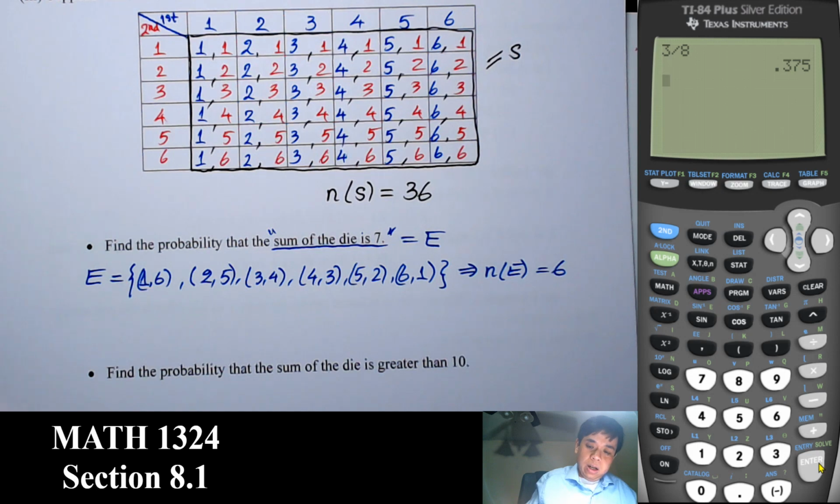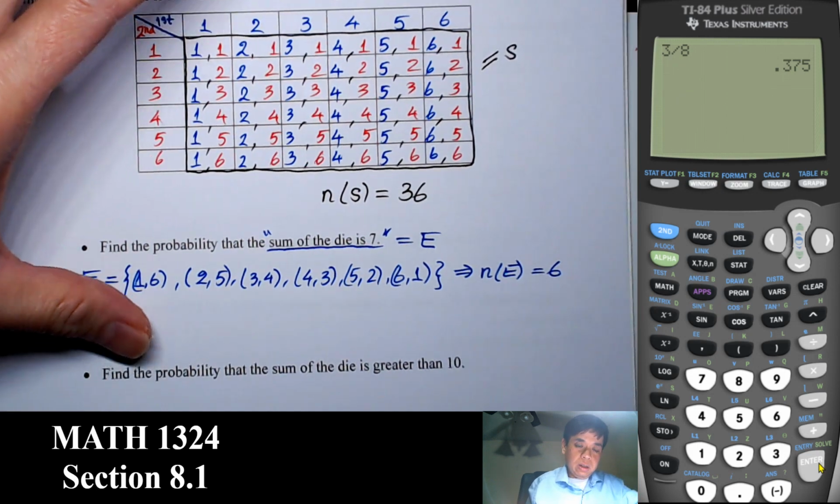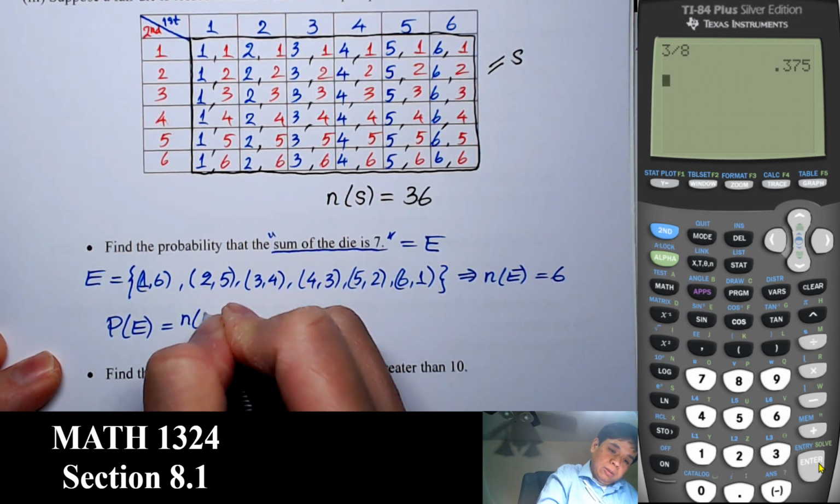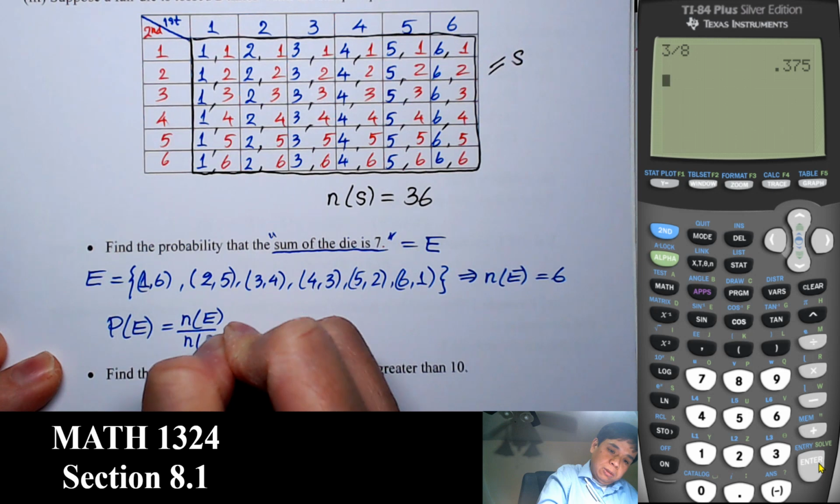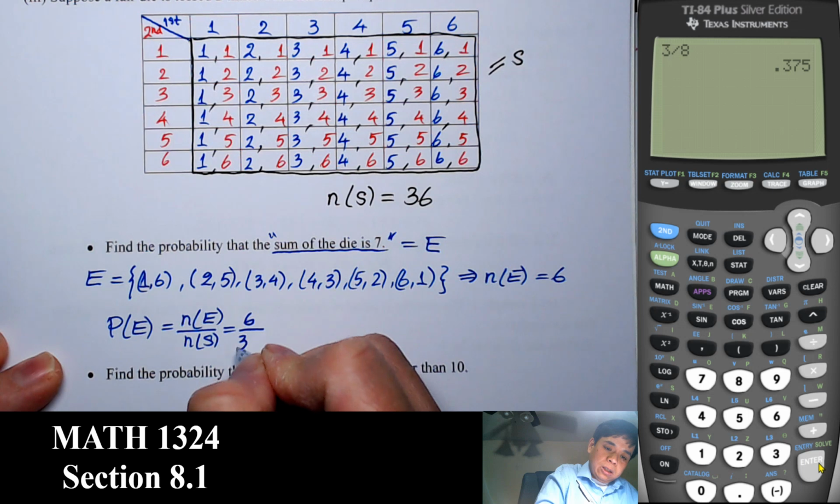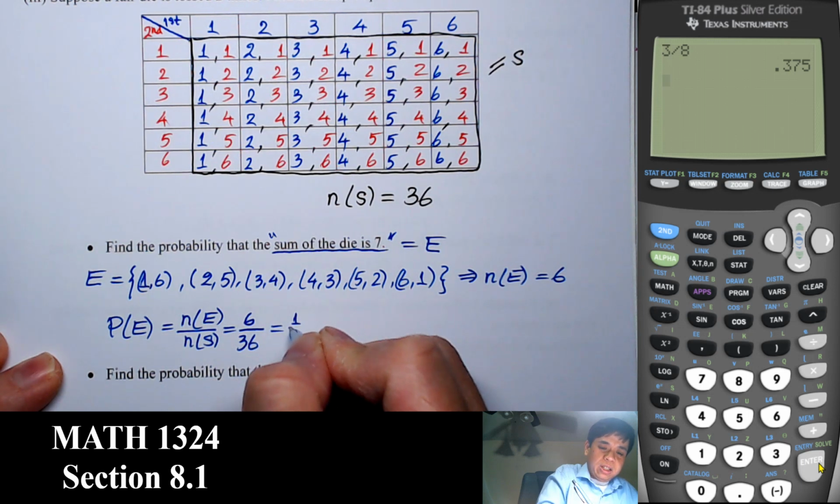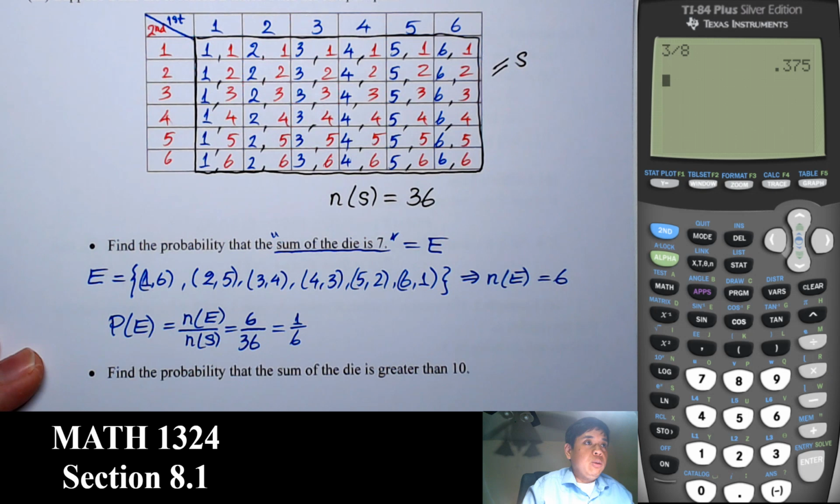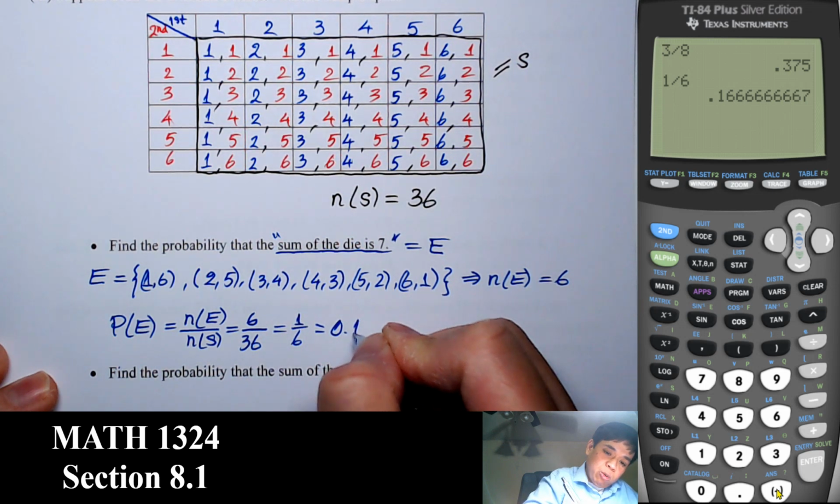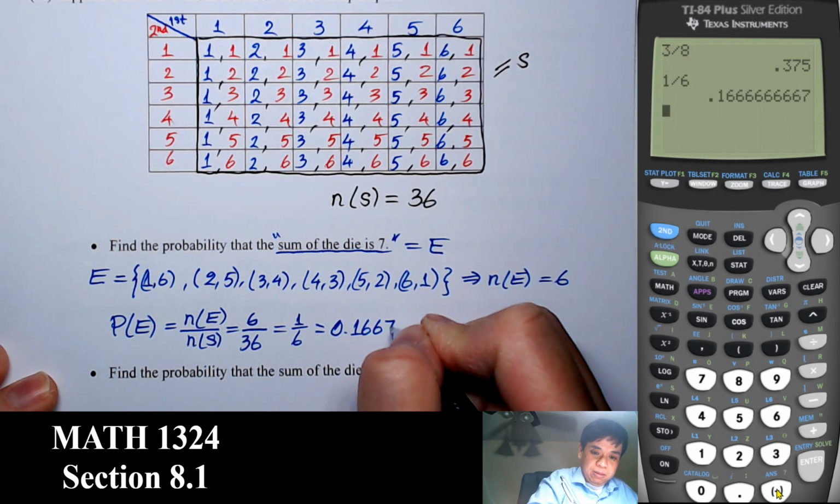So there's 6 choices here. So the probability of getting the event is going to be 6 over 36, which reduces to 1 over 6, and 1 divided by 6 is about 16.7%. I'll just say 0.1666 repeating.